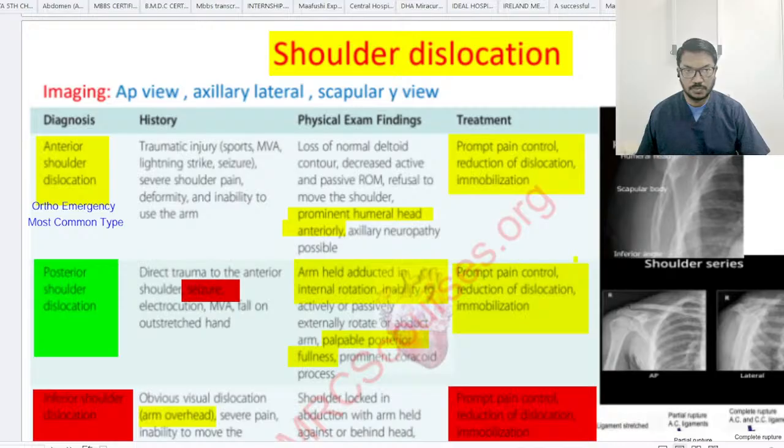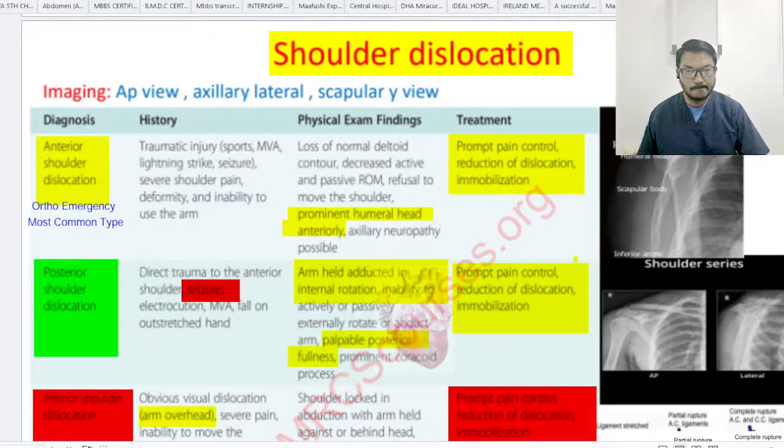Just remember the image views: AP view, axillary lateral, and scapular Y view. Remember these X-ray names. Anterior shoulder dislocation is an emergency, and this is the most common type.